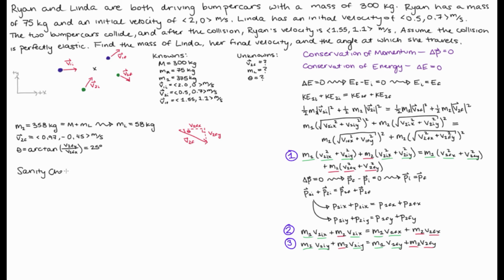Lastly, we will perform our sanity checks. One of the many advantages to using Mathematica's Solve command is that if the equations which you input are all dimensionally correct, your results will be dimensionally correct as well. For our order of magnitude check, we see that the mass of Linda is in the same order of magnitude as the mass of Ryan, and that Linda's final speed is of the same order of magnitude as Ryan's final speed. Lastly, our calculated results agree with our initial estimate, which was based on our physical intuition.